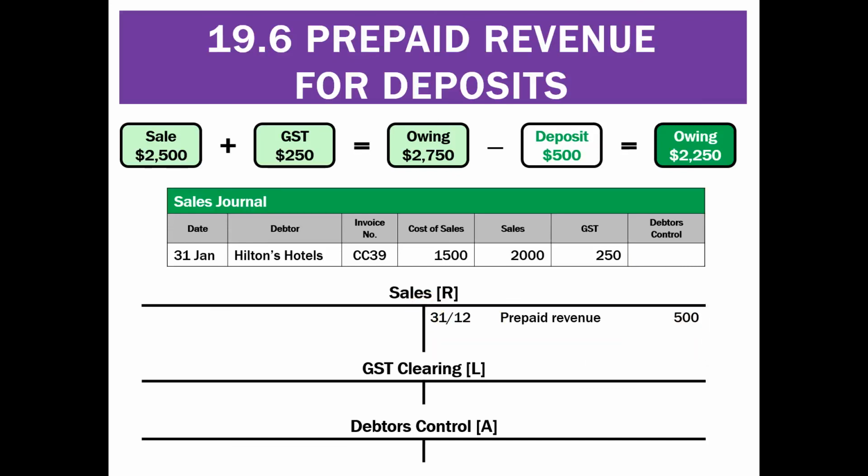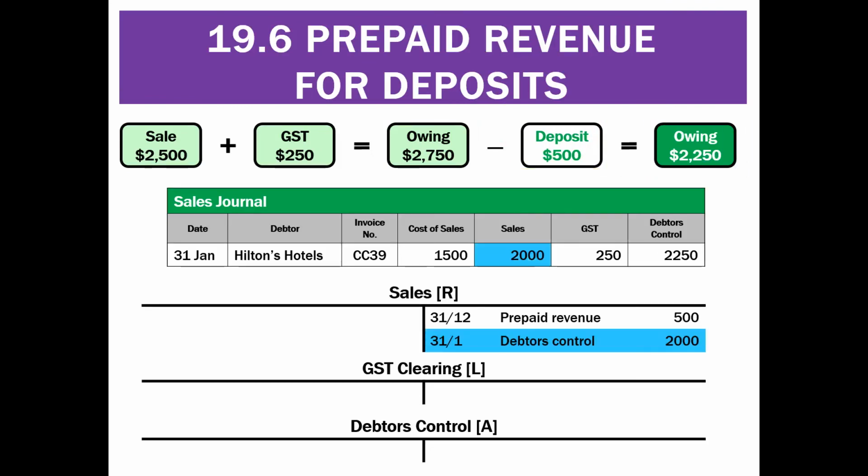That means the total owing by the debtor is the two columns here. So we do 2,000 plus 250 equals 2,250, and that makes sense because the debtor doesn't owe us the full amount. We had to subtract away the deposit, and we got the total owing of 2,250.